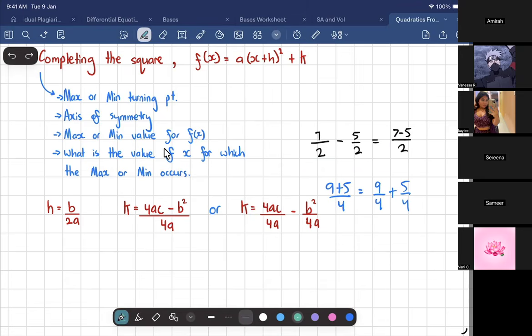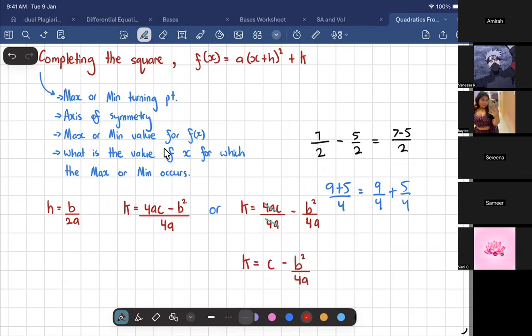Check this out. Is there anything you could potentially cancel off? The 4A and the 4A. So, guys, if I cancel off the 4A's, what am I going to end up with for k? C minus B squared over 4A. Sienna, you understand that, right?